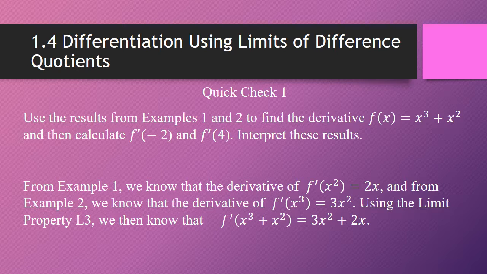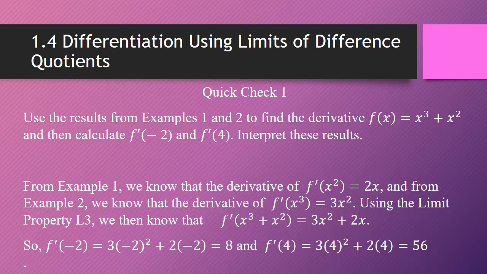So we know the derivative of x squared is 2x, and the derivative of x cubed is 3x squared. We also know that you can add these two together to get the limit of the sum. So that means the derivative of x cubed plus x squared is 3x squared plus 2x. Putting in the two numbers, when x is -2, we get 8, and when x is 4, we get 56.